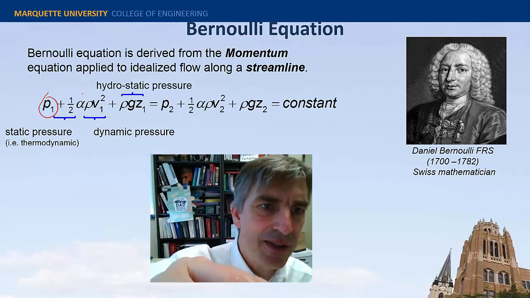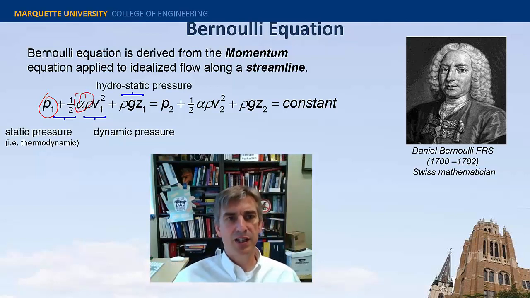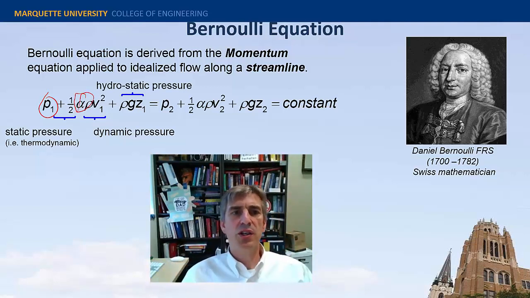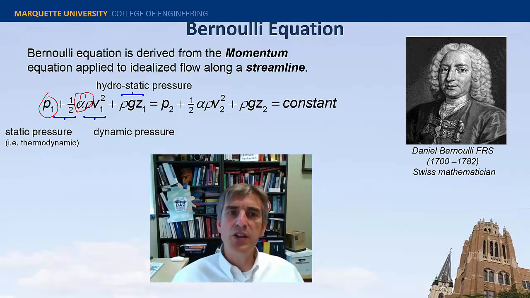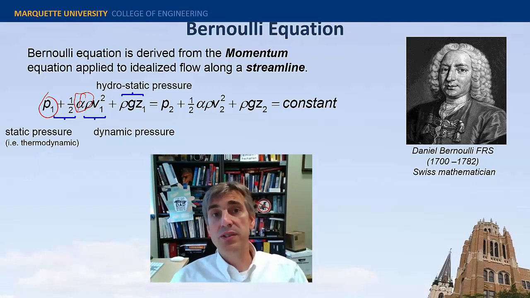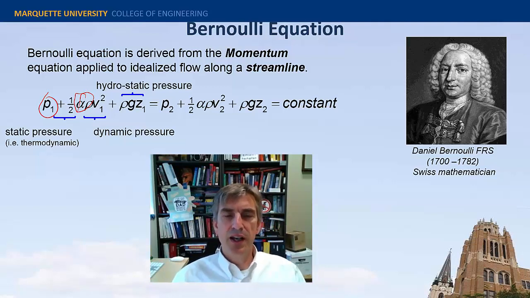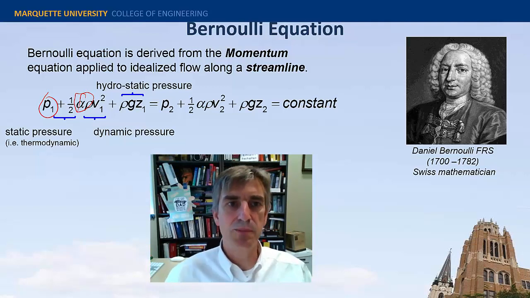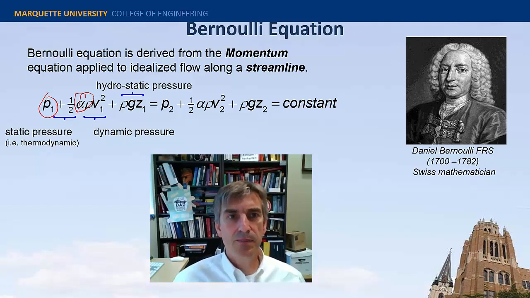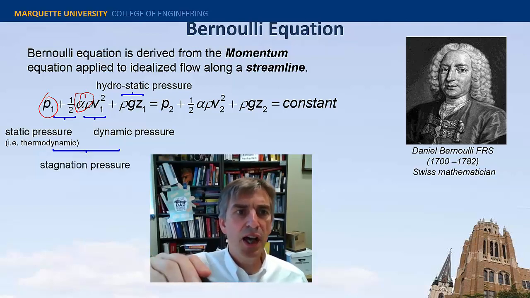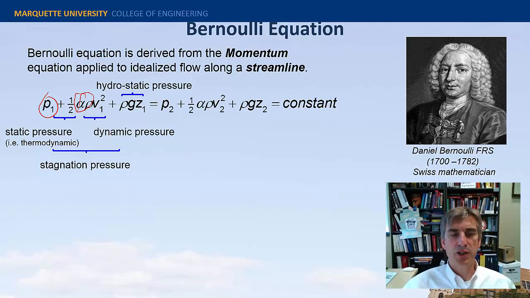And this alpha sometimes is listed in various textbooks and so forth. It's a correction to the integration that we had to do when we assumed inviscid flow, much like what we did in the momentum in the previous lecture. It's sometimes tossed in there to correct for that integration being nonlinear because of the velocity squared term. Anyway, the sum of the static and dynamic pressure is called the stagnation pressure, or sometimes the total pressure.